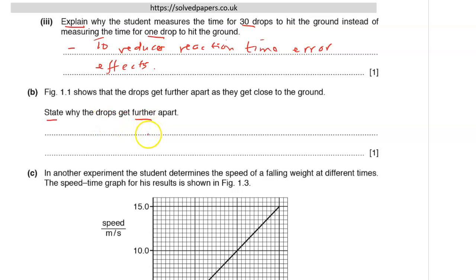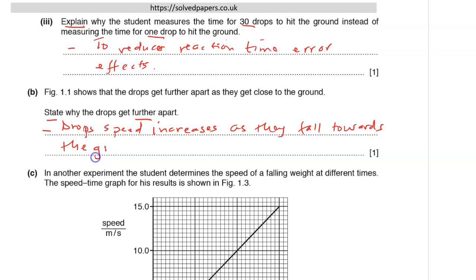State why the drops get farther apart. So of course, as the drops fall towards the ground, they are accelerated because they are acted upon by gravity. Of course, there is air resistance, but air resistance is minimal. So drops, as they get close to the ground, are traveling at a higher speed than when they started out of the tank. So you say the drops' speed increases as they fall towards the ground, since they are accelerating.